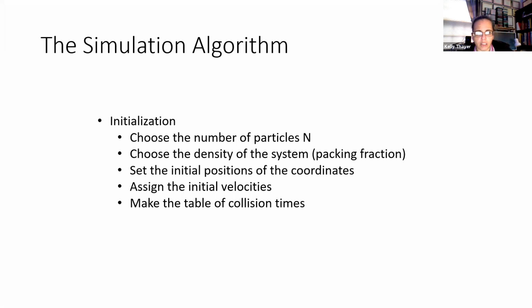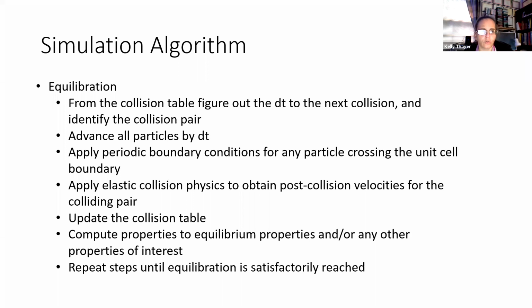Then we'll need to make our table of the collision times to know when our next collision will occur, and that is how we initialize our simulations. So equilibration, this is what we'll do. From the collision table, we're going to figure out the delta time, the dt, to the next collision, and identify which collision pair will be colliding.